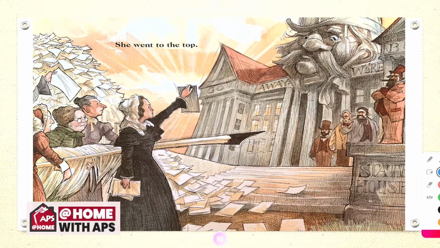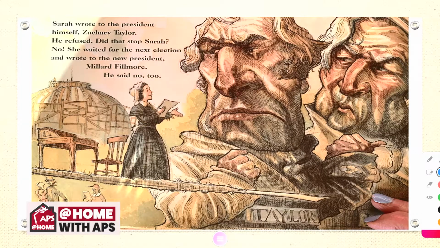Sarah wrote to the president himself, Zachary Taylor. He refused. Did that stop Sarah? What do you think? Nope. No. She waited for the next election and wrote to the new president, Millard Fillmore. Guess what? He said no too. Did that stop Sarah? No. She was bold, brave, stubborn, and smart. Sarah wrote to the next president, Franklin Pierce. Wouldn't a national day of Thanksgiving be wonderful? No, Pierce grumped.